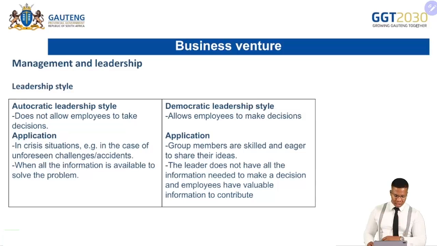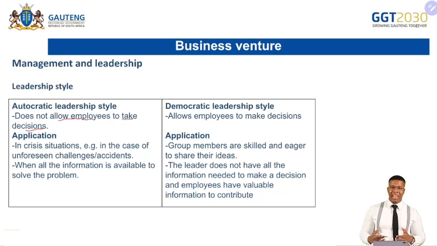That's where we start. So what does each leadership style say to us? What does it mean? We have autocratic. With the autocratic leadership style, the leader does not allow employees to make decisions. That is your autocratic.